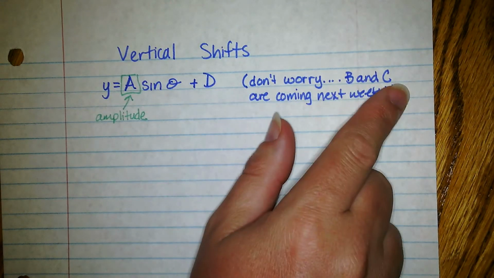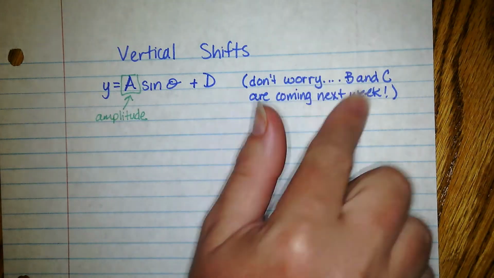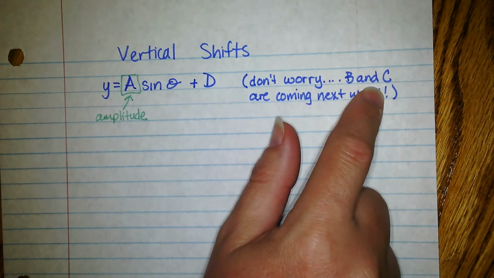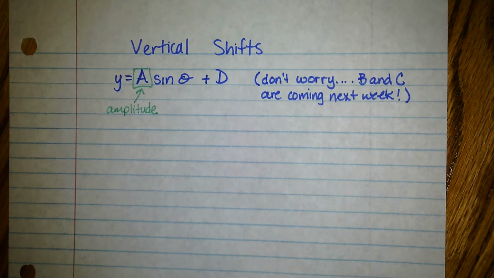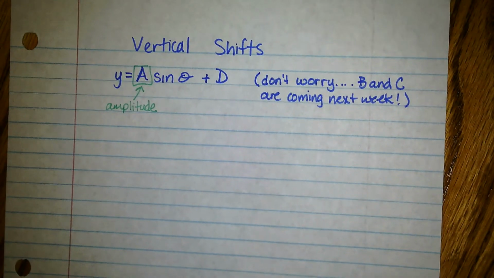Then there's a B and a C, but they're coming next week. I don't even want to go there with you today. I just want you to know that there is a B and C so that it doesn't look strange that at the end there's a capital D.